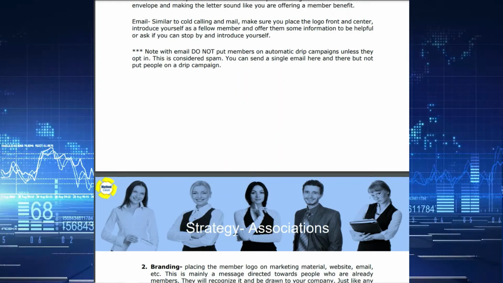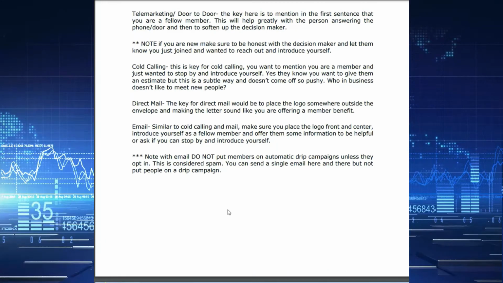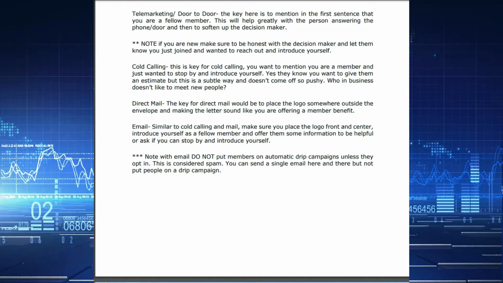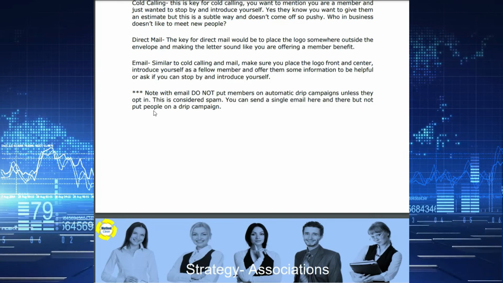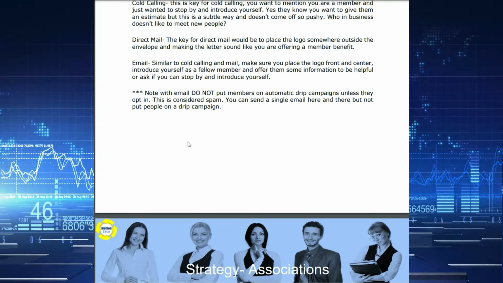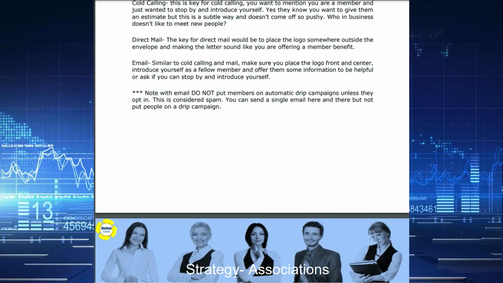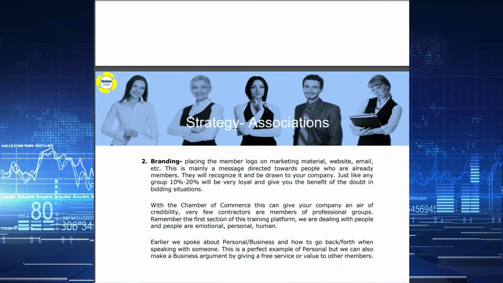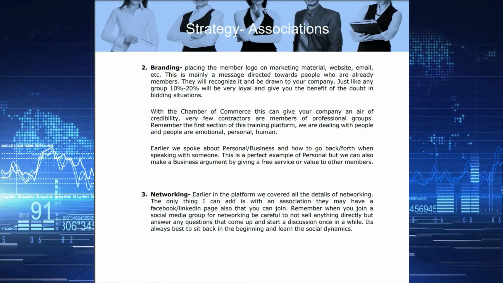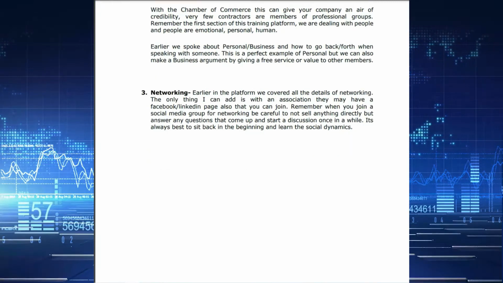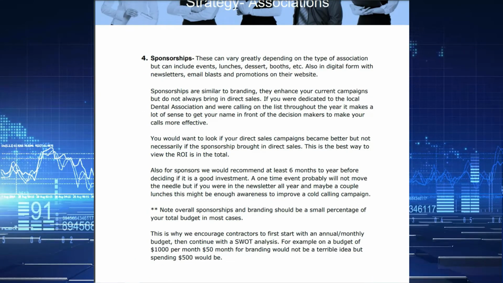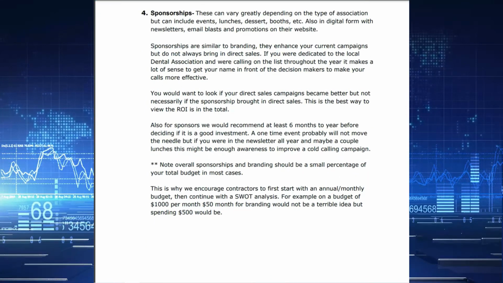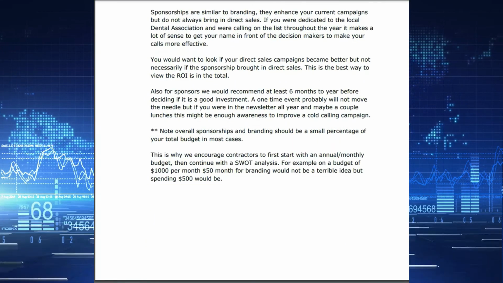Social media like LinkedIn would be a perfect place to look people up and make a connection, letting them know that you're a member. Or just on LinkedIn in general, and social media, letting people know you're a member. That can help, especially for a local one. Branding, networking, these are all the different opportunities that you have, along with the sponsorships that I went over initially.